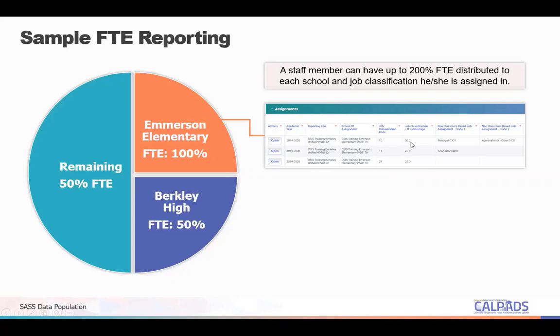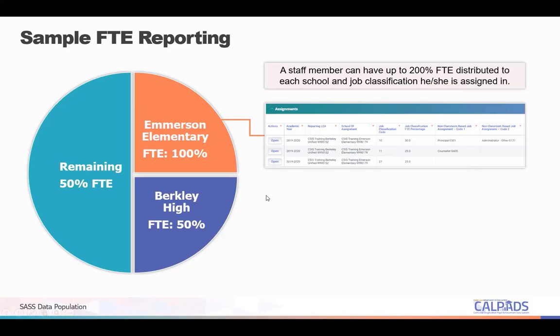The FTE is then distributed based on the job classification that he or she is credentialed in. So you have 50% for admin, since he is functioning as a principal as well as doing other administrator functions. He also is credentialed as pupil services and working as a counselor. And he is also an itinerant teacher with a 25% FTE. All in all, it's 100% in one school broken down into different percentages based on job classification.